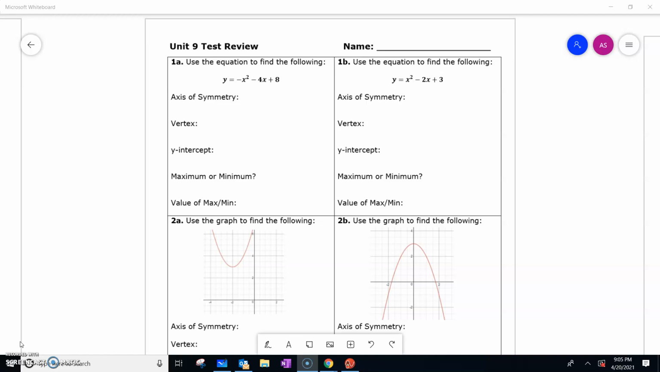So 1A says use the equation to find the following. And the equation they gave me is y equals negative x squared minus 4x plus 8. Since they gave me an equation, they want me to find the key features, which are the axis of symmetry, vertex, y-intercept, min or max, and min or max value. I can just type that in the calculator.